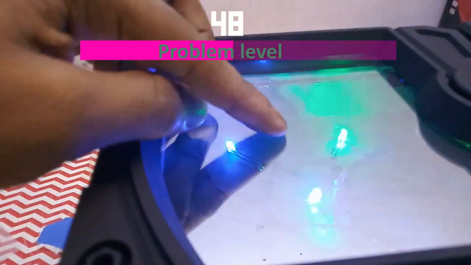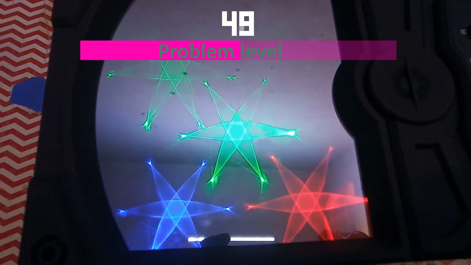Problem number 2.5, light diffuser falling from the mirror. Yes, this is not a major issue, but without a diffuser it looks pretty ugly. That's why I consider it is better to say half problem.